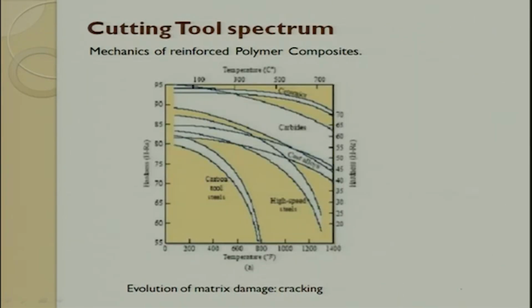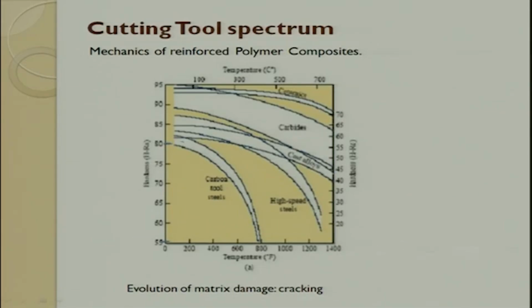What happens? You can see different tools, how they respond with time. You can see here the hardness property falls down drastically. This is a carbon tool steel: from 80 HRC, it just falls down to 55 HRC by going to 800 degrees Fahrenheit. When you take carbides, from 95 it goes to somewhere around 70.